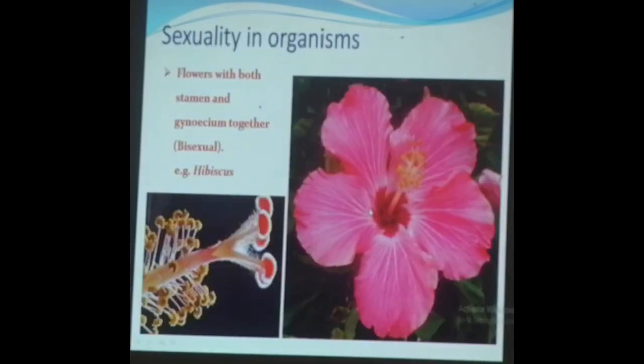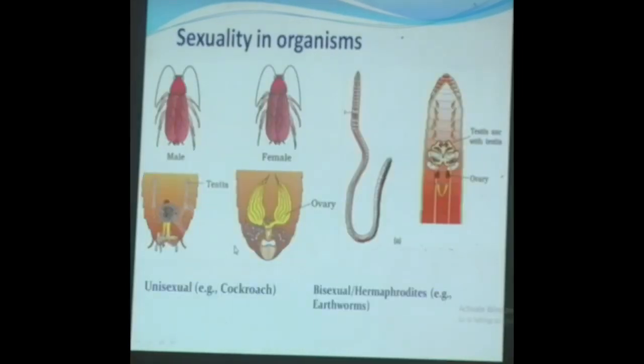And then moving on to the flower having both stamen and gynoecium together. The best example quoted here is the hibiscus, where the stamens are seen here and here you can see the female structure, so both the structures are seen on the same flower. They are named bisexual flowers. One best example we can quote is hibiscus. So it's a bisexual flower.